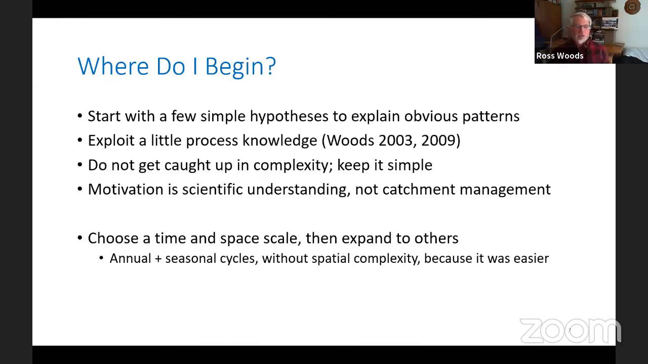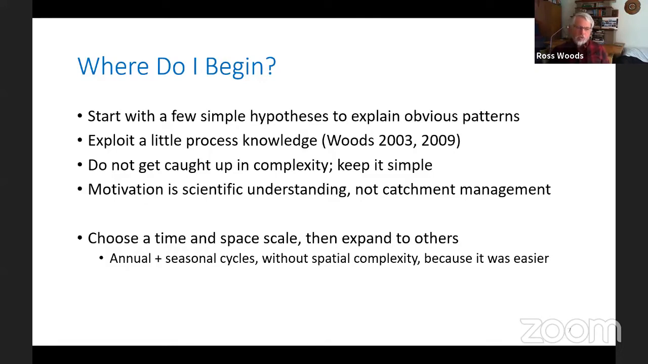So I decided to start with a few simple hypotheses that might explain some obvious patterns that we see, and then exploit a very small amount of process knowledge about how systems work. So what happens in a hydrological system where water is predominantly stored in and released from pores, or stored in and released from a snowpack? My approach is not to get caught up in complexity, but just try to explain a few simple things at first. And my motivation for doing this is scientific understanding and not catchment management or water management. If I was doing it for those reasons, then I would have done this a very different way indeed.